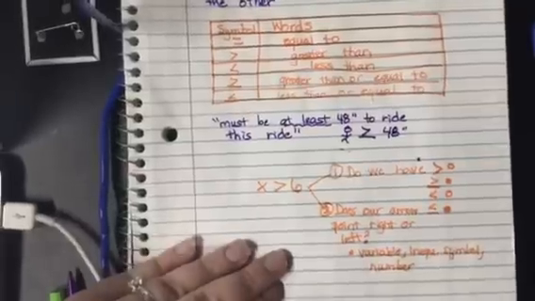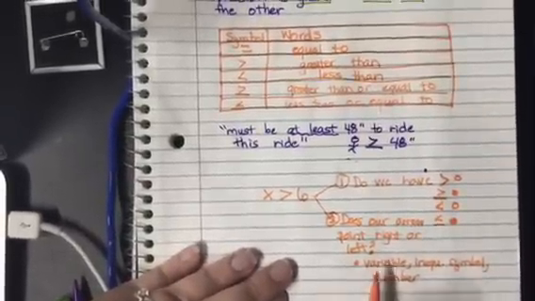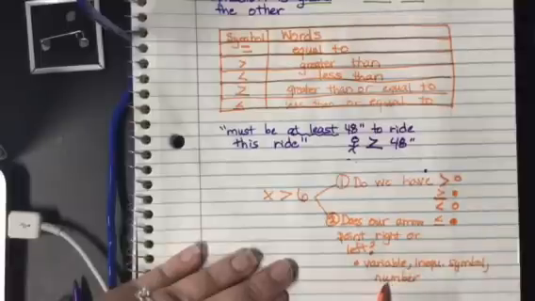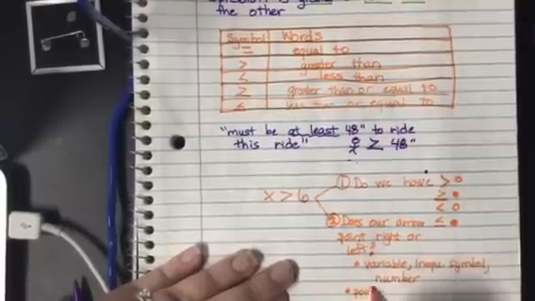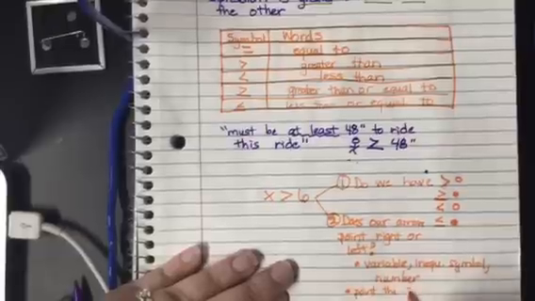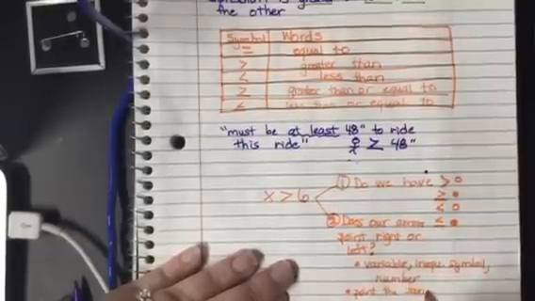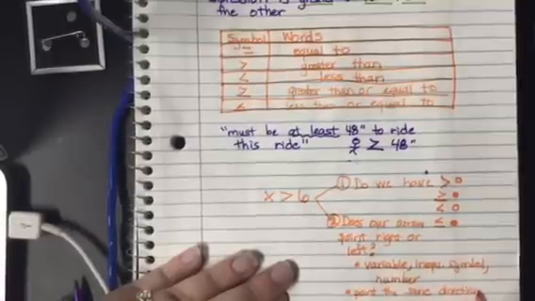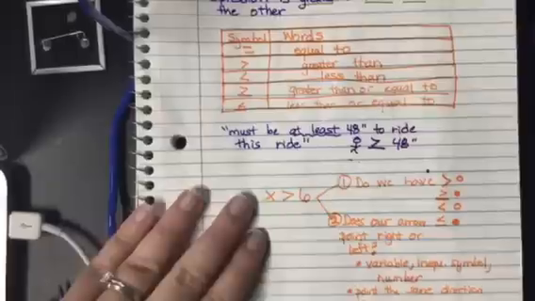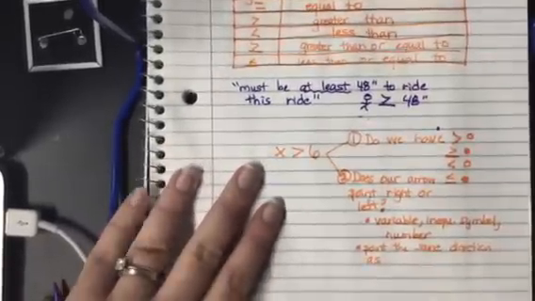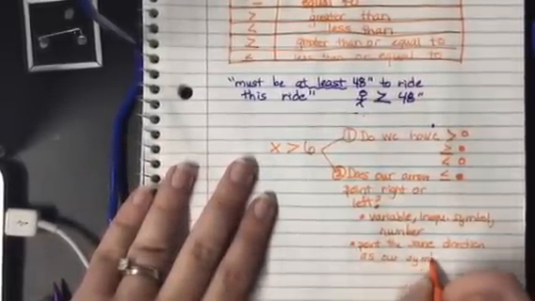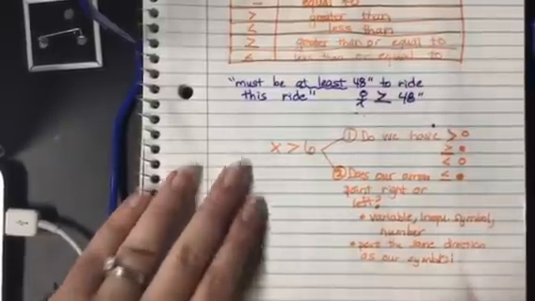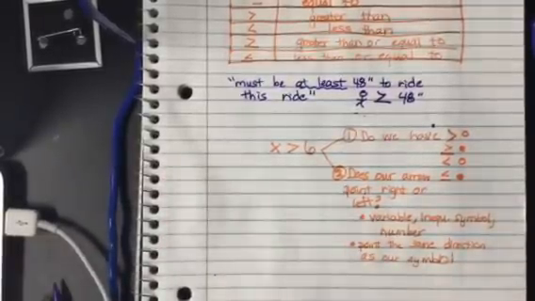Okay? So we're going to see, is it in the right order? Variable, inequality symbol, and number. And then point the same direction as our symbol. And we'll do a couple of examples here so you can see what it would look like.